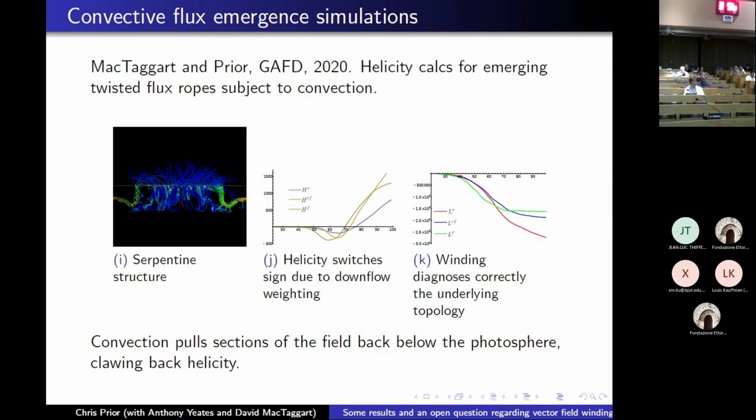And we did loads of experiments of vector fields emerging with varieties of topology, but with some net entanglement. And the winding is really consistent. It always has this sort of plateau-like signature, whereas the helicity gets all sorts of confused by this measure. So it behaves very inconsistently, whereas the winding is very consistent. It says you've shoved a load of topology into the atmosphere.